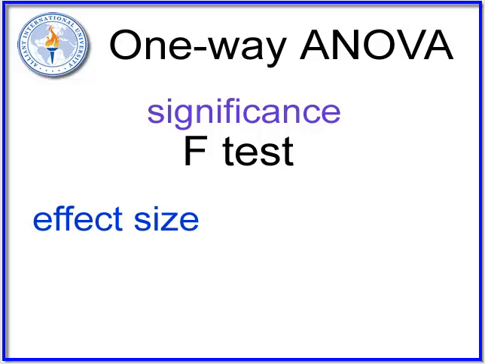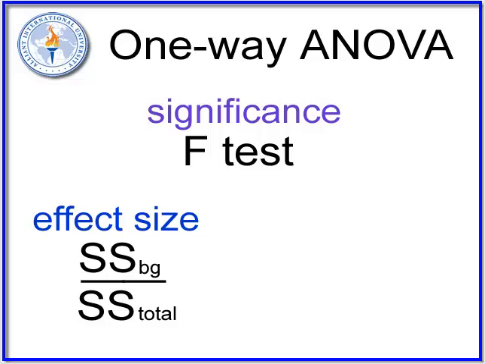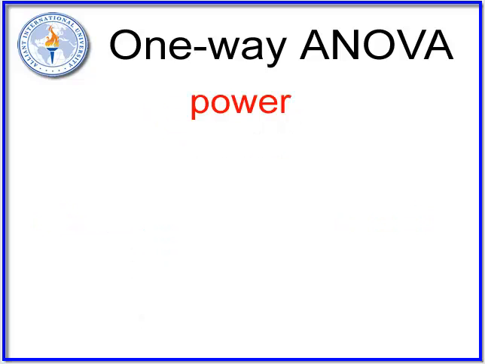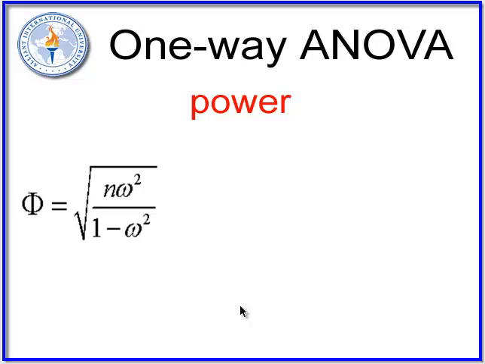Your effect size, you can take it right from the table, from your source table. It's just the sum of squares between groups divided by the sum of squares total. That is your effect size. And power can get kind of ugly. So there's the formula for power. And I don't think I'm going to make you guys calculate it by hand. But if you want to, there's a video on it.